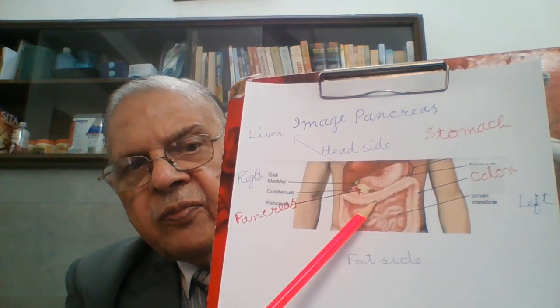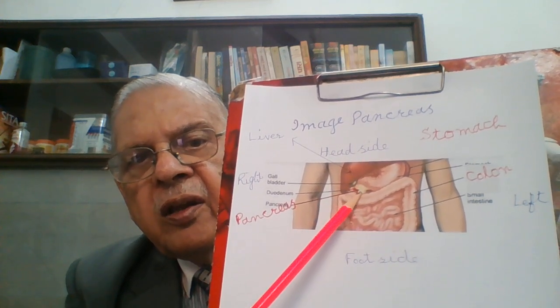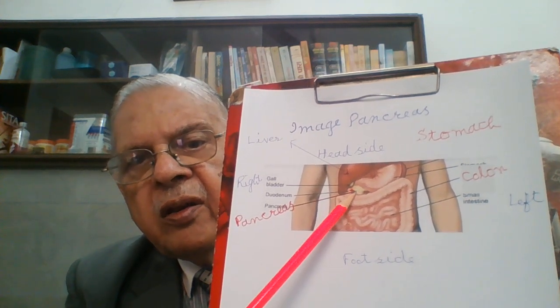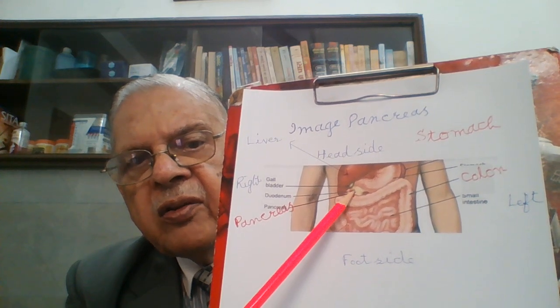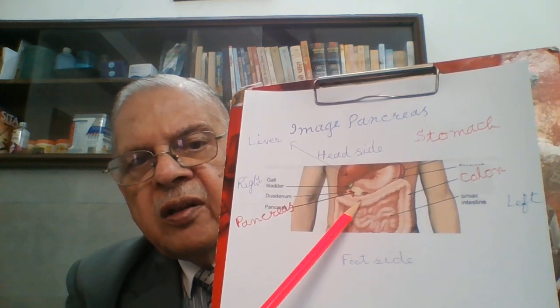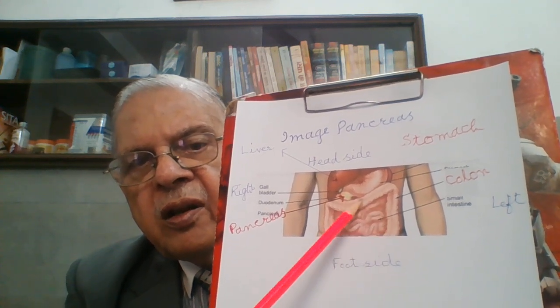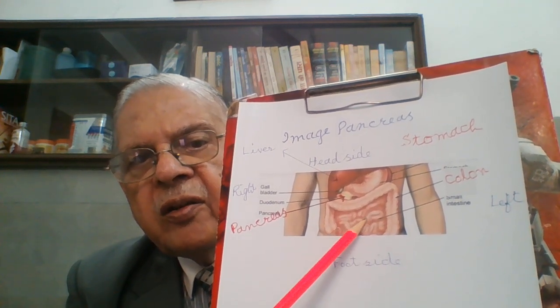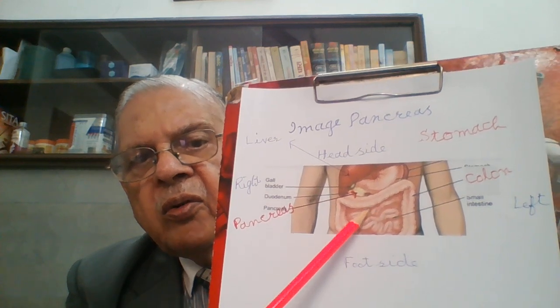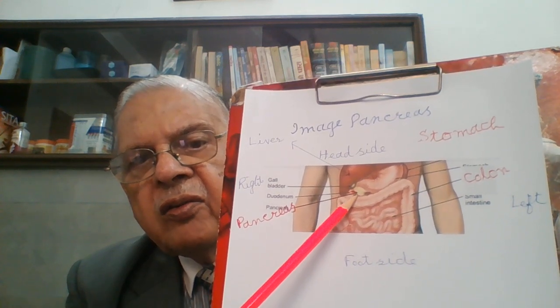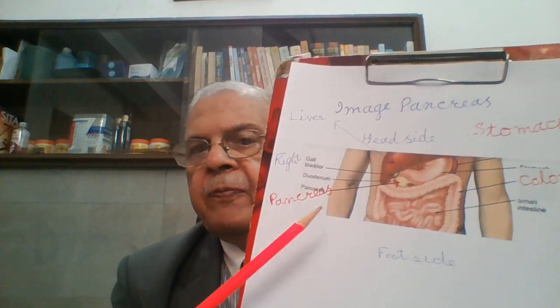Now in this picture, you see here, this is the pancreas. This is the colon, large intestine. This is a large intestine, and this is a small intestine. So you now know that this is the pancreas. What does the pancreas do?